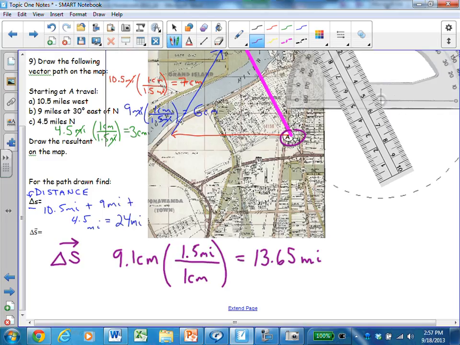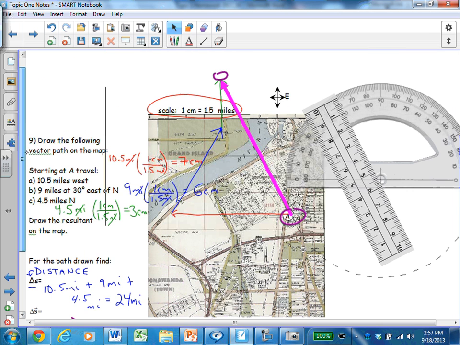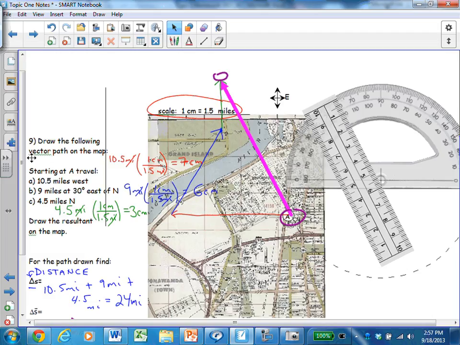But the displacement doesn't care about the route. It's only the value from start to where you ended. We need to figure out the degrees that we're at. Now, that will give us our direction. This little key up here says E for east. So we're going to give a direction in terms of southeast, well, in this case, northwest.